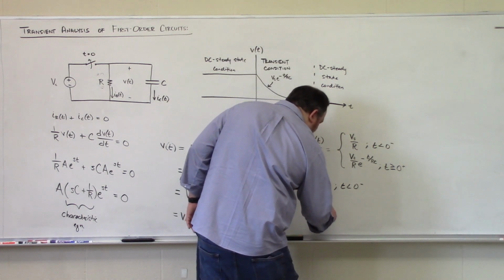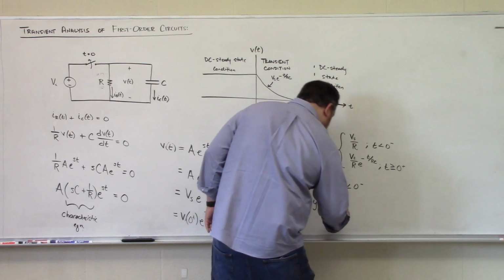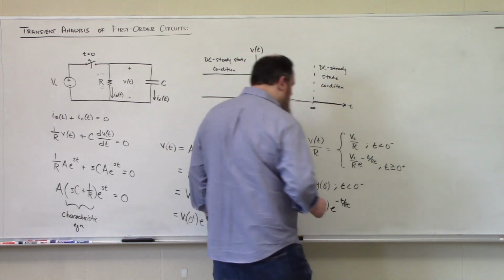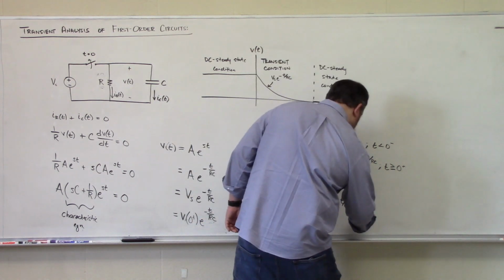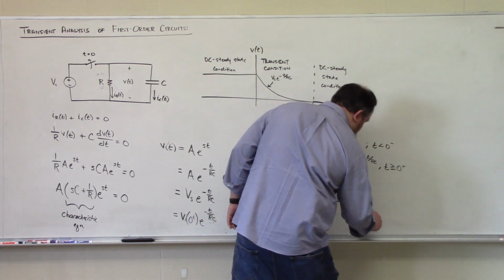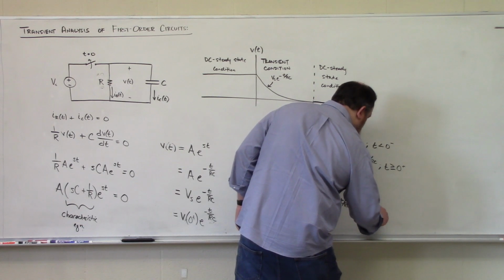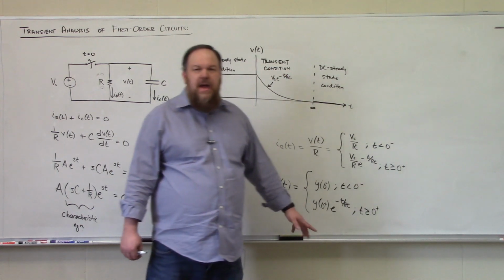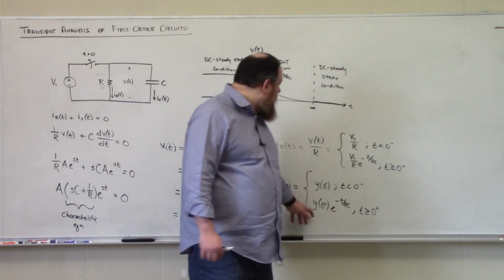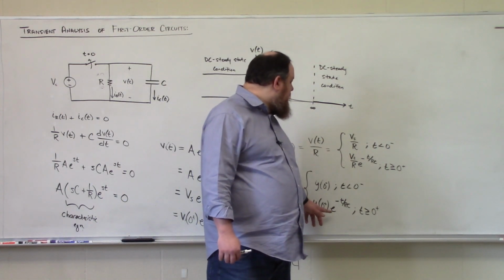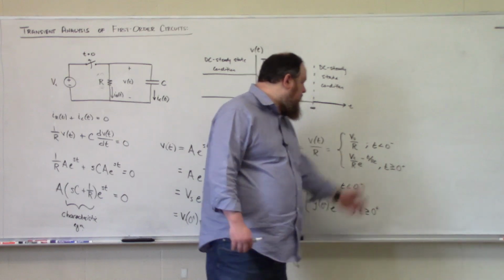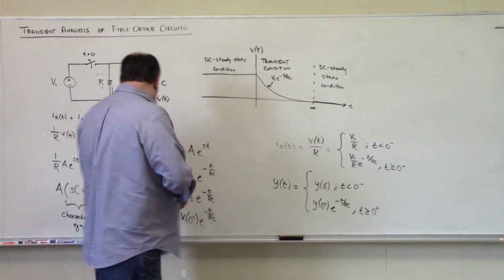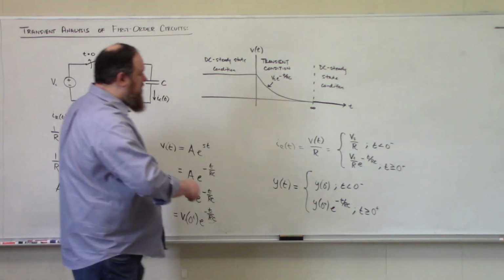And it is y(0+) e^(-t/RC) for t greater than or equal to 0 plus. So for all time after our switch is opened, we see that it starts at some value and exponentially decays to 0 as time increases. So this is our generic form for our first order RC circuits.